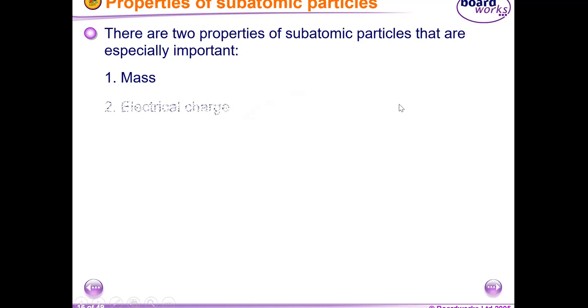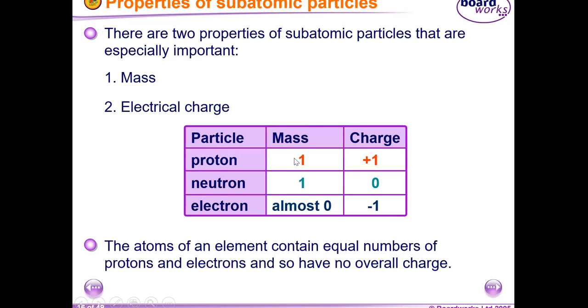So anyways, the proton has a mass of 1, the neutron has a mass of 1, the electron is almost 0, and the protons would be what has a positive charge.